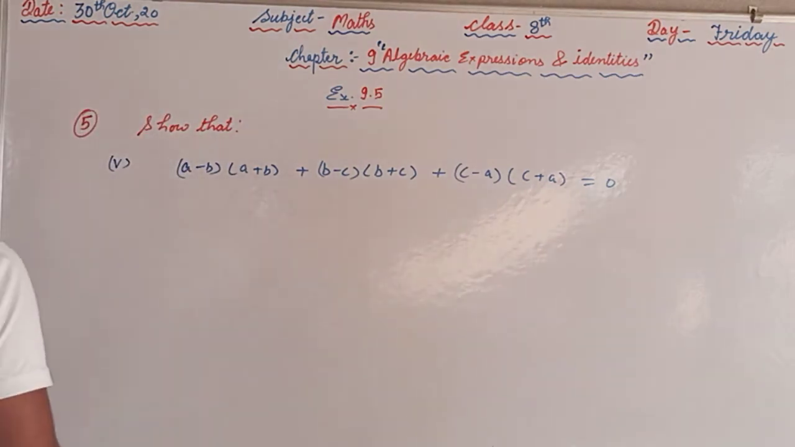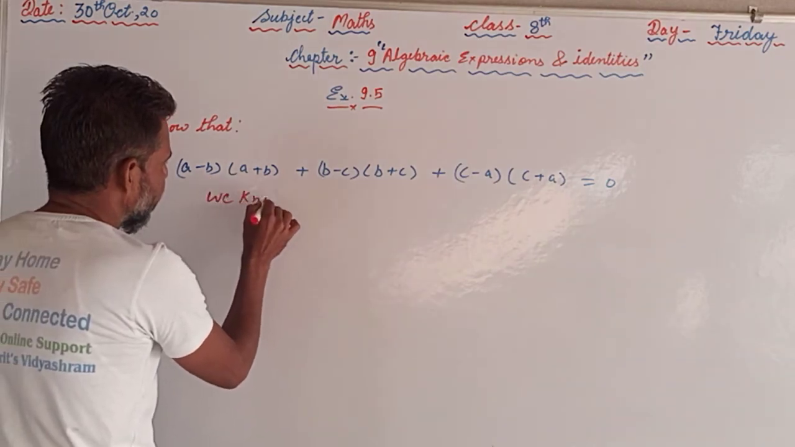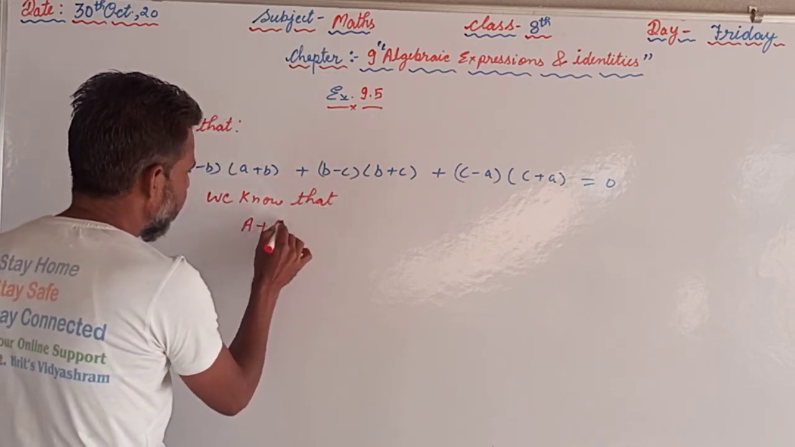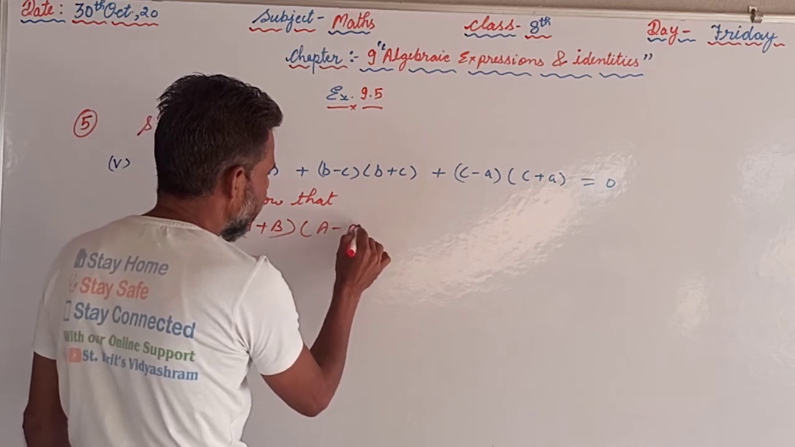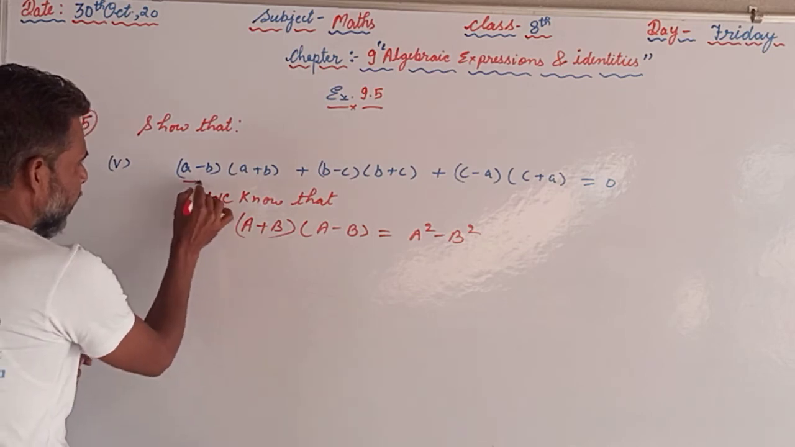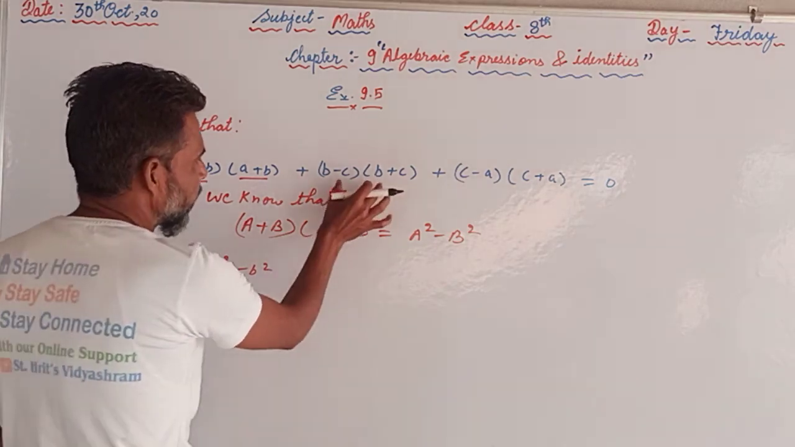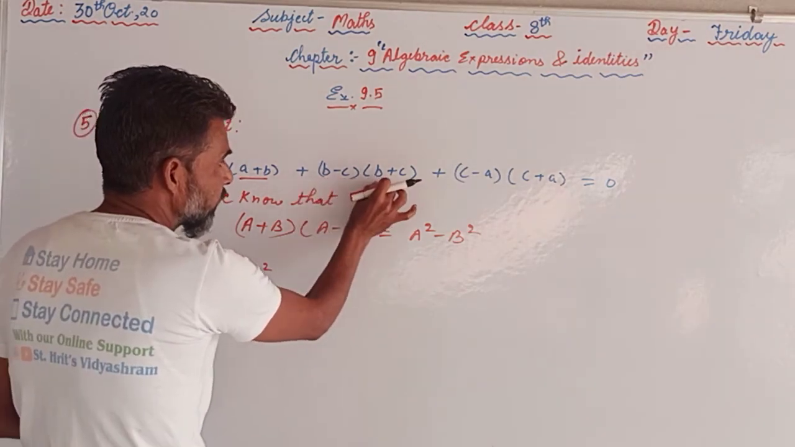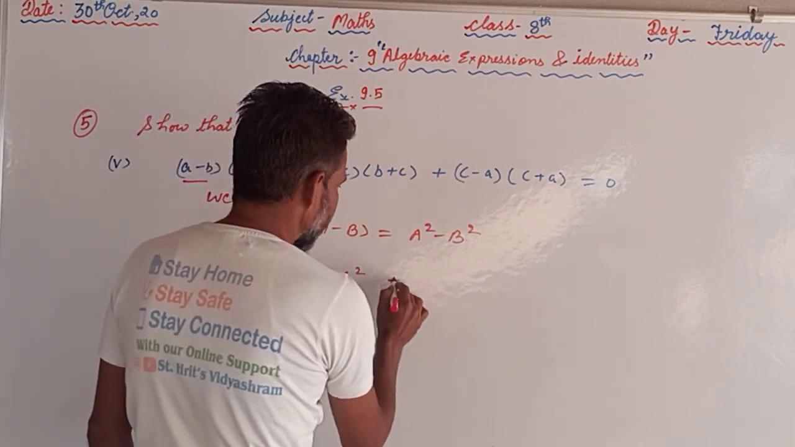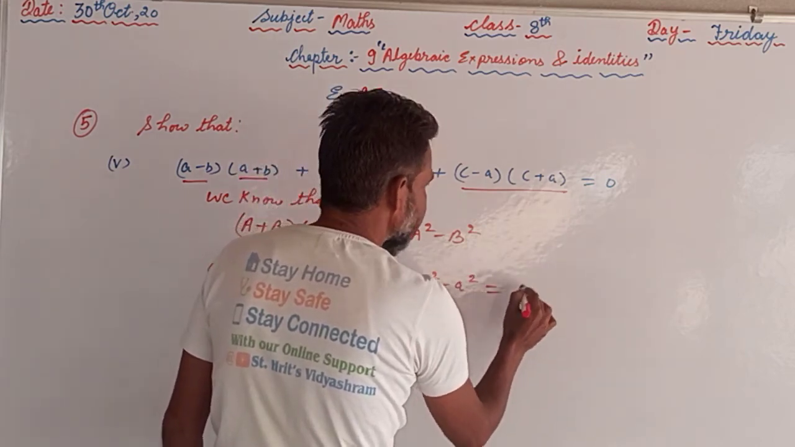So here we are supposed to use the identity a plus b, a minus b. We know that (a + b) into (a − b) is equals to a square minus b square. So here we can apply here, so it will become a square minus b square, and if we apply here (b − c)(b + c) means b square minus c square, and again we are supposed to apply here, that will become c square minus a square, and that is 0.